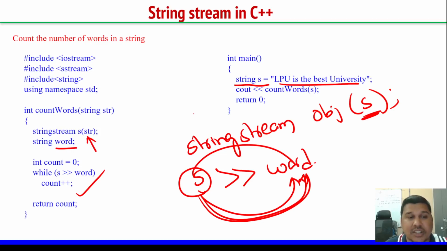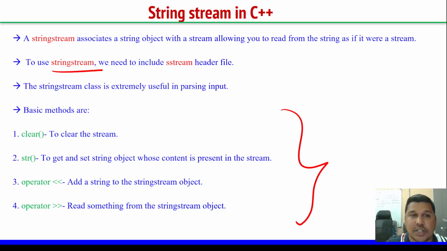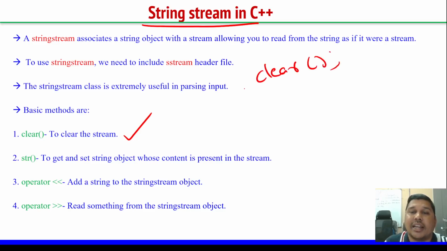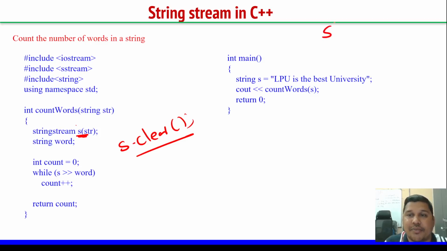Now let us go back and understand what is this string stream, what is this extraction operation and other functions in the stringstream class. There are so many methods in the stringstream class. The first one is clear. If you write s dot clear, it will clear the entire string stream. That object s, whatever data it has, will be cleared.